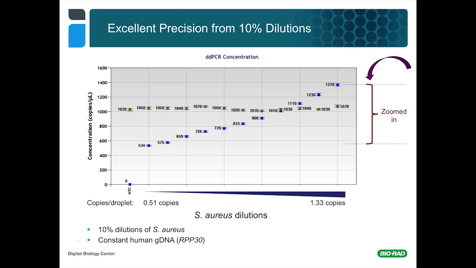I want to zoom into a 2-fold range there and show you a little bit of how much higher precision can be obtained. Here you're looking at a zoom-in of that 2-fold difference in concentration, and here each of the blue data points has an increase of 10% from one to the next concentration in the series.